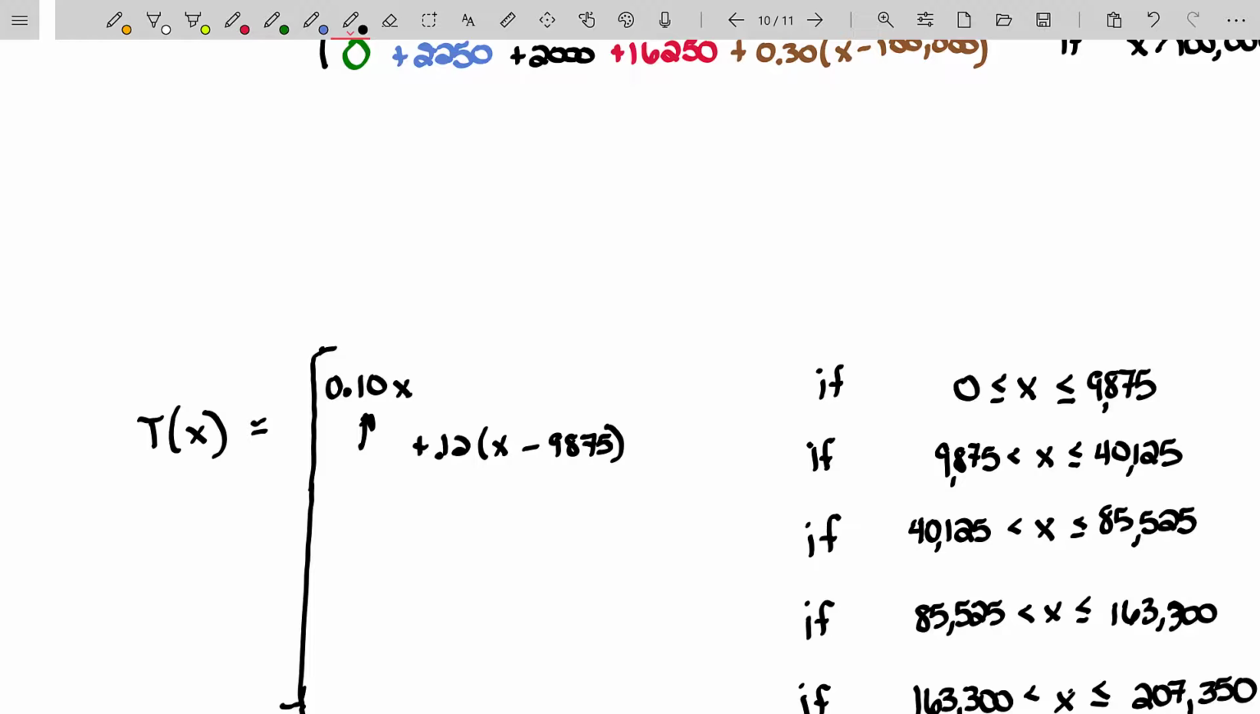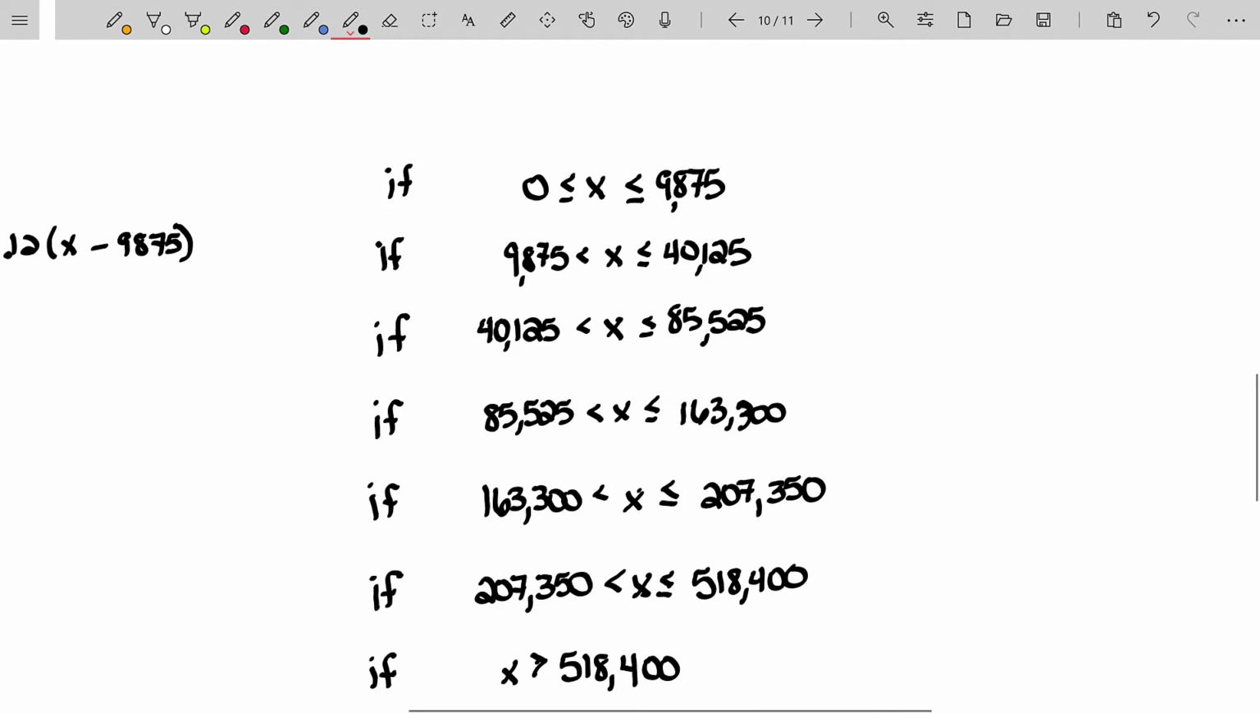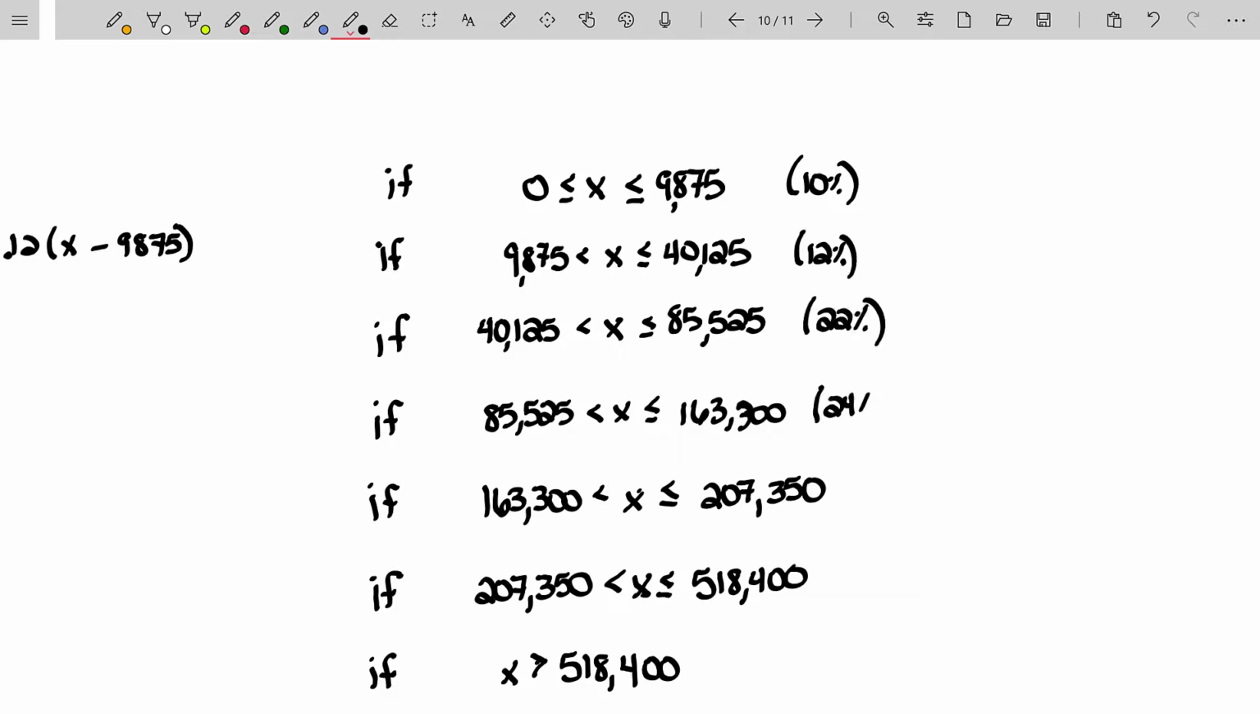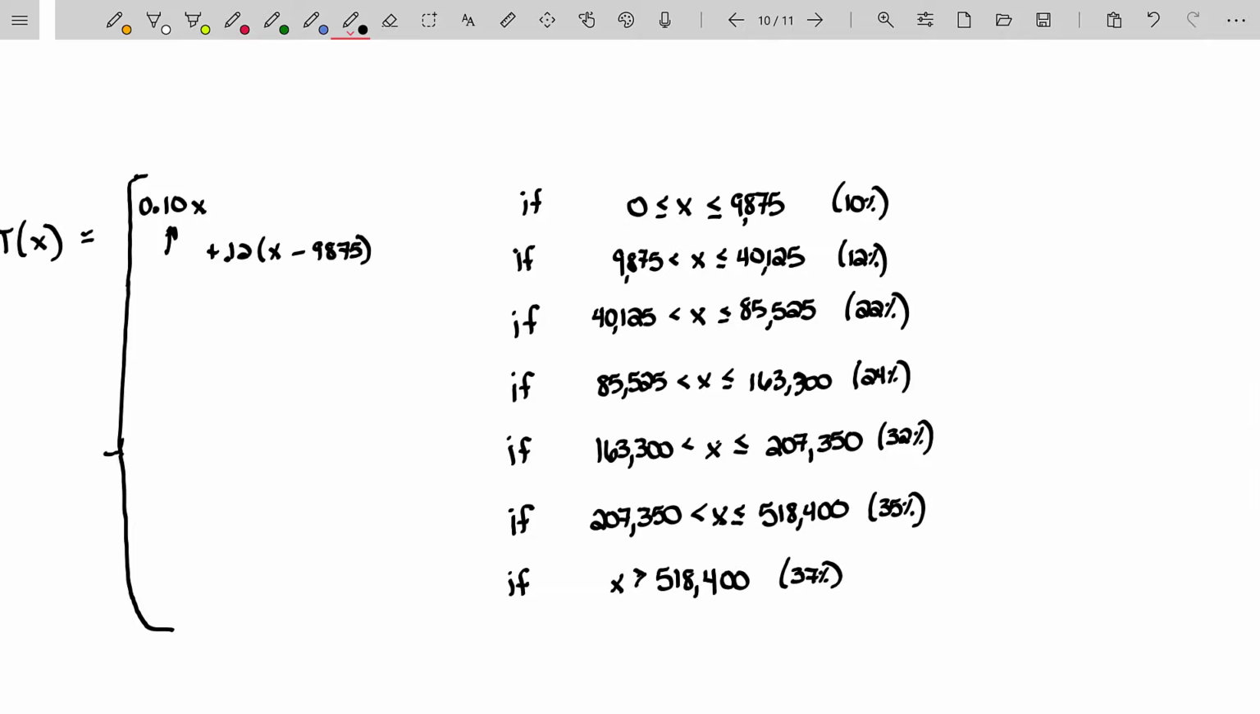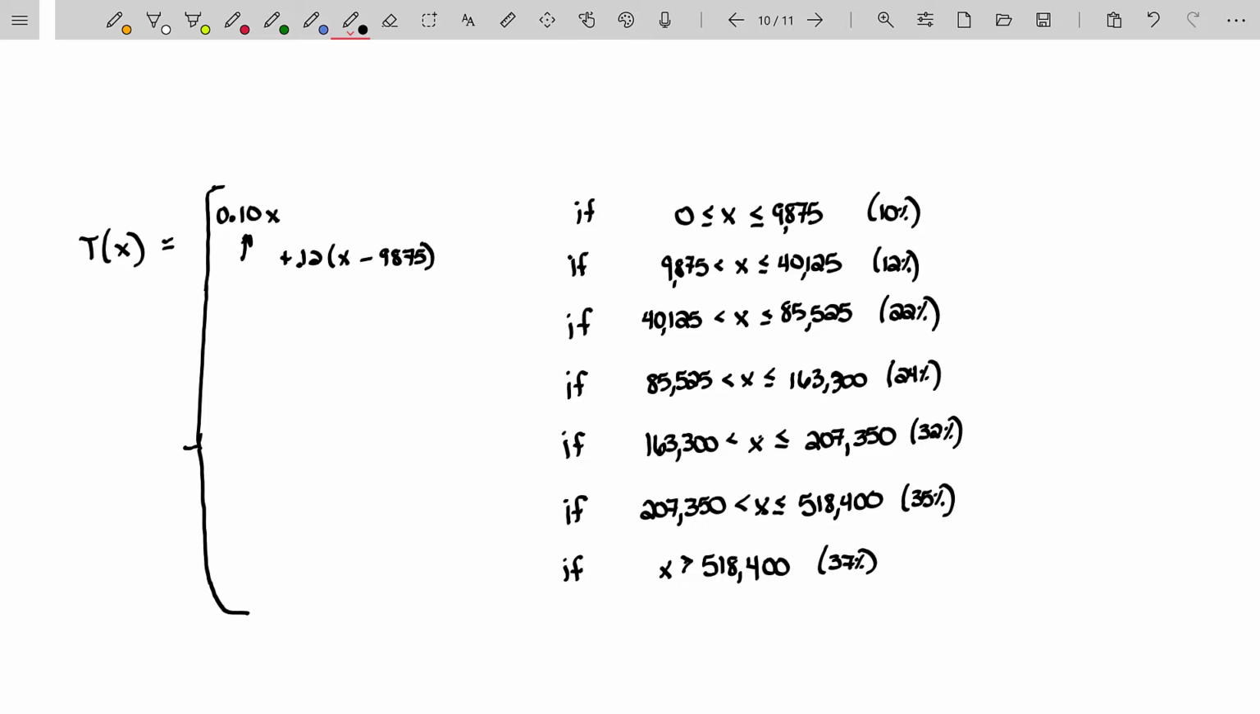I'll actually just write the percentages off to the side. Actually, maybe I'll write it closer to the right-hand side. So this is a 10% tax bracket. There's a 12% bracket. And there you go. Those are all the percentages. So you could build our tax table system, find out how much you're supposed to pay in federal taxes using this piecewise-defined function. A great use of piecewise-defined functions.